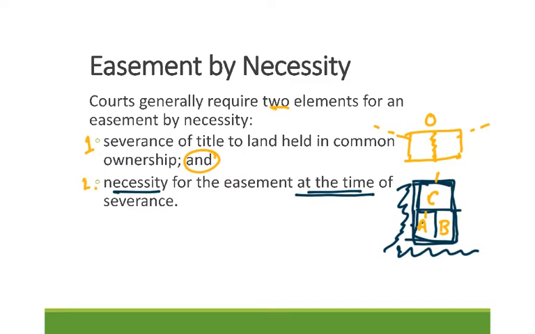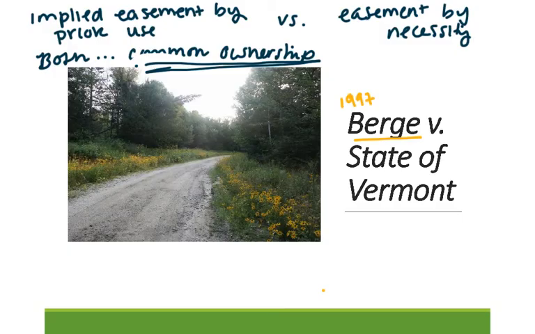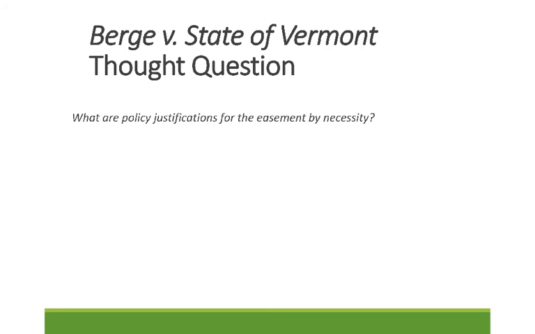But when the owner subdivided the lots like this, A became landlocked. So at the time of severance, there was a necessity to access it. So again, the difference is the implied easement by prior use requires prior use of the easement, okay? And it also requires reasonable necessity. Whereas here we're talking about just necessity, and that necessity is usually created at the time of severance. I hope that clears up. All right, let's end here with a thought question. What do you think are the policy justifications for an easement by necessity?